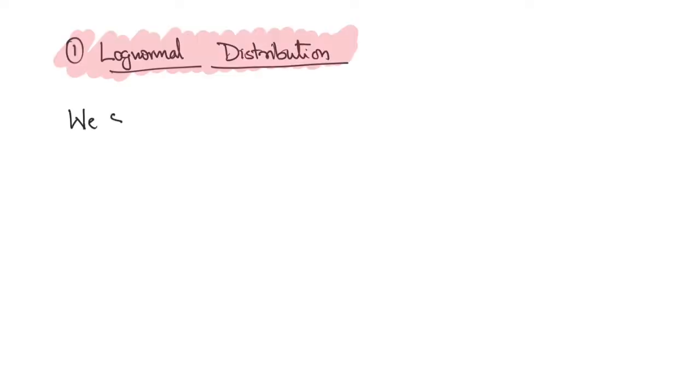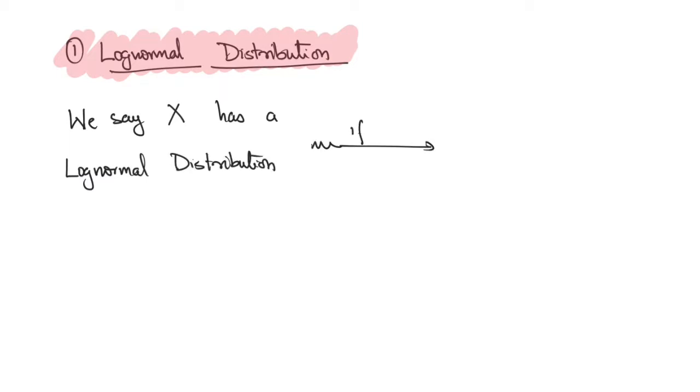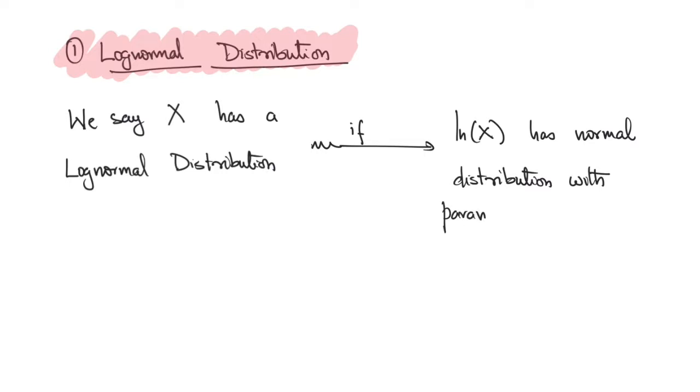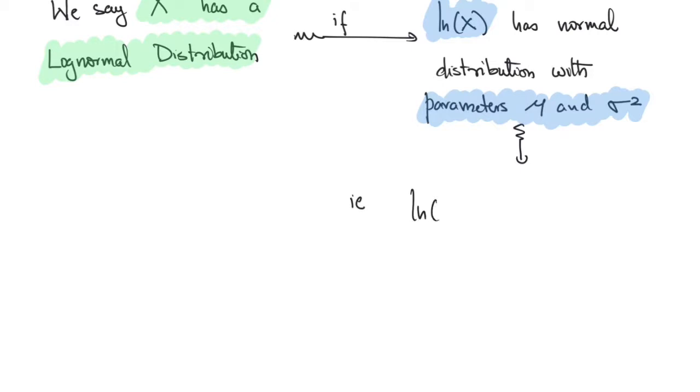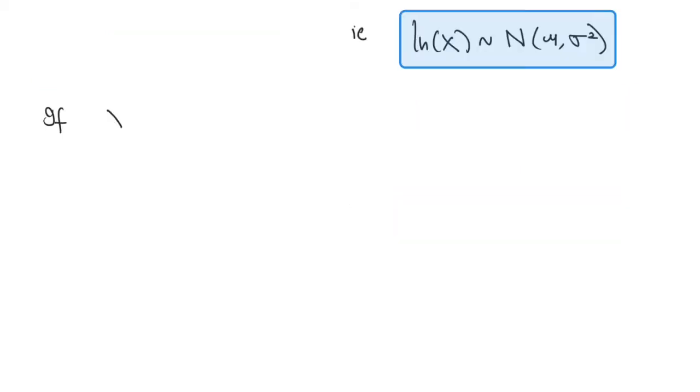The log normal distribution is exactly what it is. We will say that x has the log normal distribution if the ln, that is the natural logarithm of x, has the normal distribution with parameters mu and sigma squared. That is, to put it into symbols, ln of x has the normal distribution with mean mu and variance sigma squared. If x has the log normal distribution, the PDF of x can be calculated as follows.